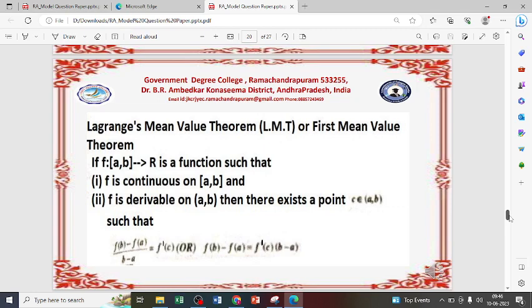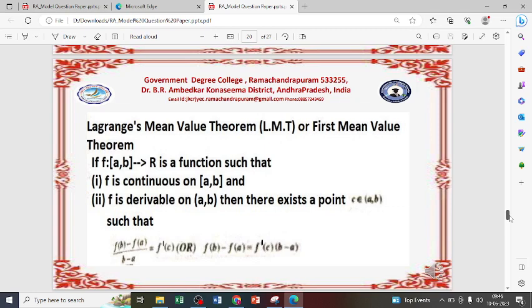So what is the meaning of that? f is given to be a function. What is the domain here? Closed interval [a, b]. What is the codomain? The set of real numbers. How is the function? It is continuous on the closed interval [a, b]. Number 2, it is derivable on the open interval (a, b). What Lagrange's mean value theorem assures us is that there exists a point c in the open interval (a, b) such that the difference of values of the function at b and a, f(b) - f(a), divided by b - a, is equal to f'(c).